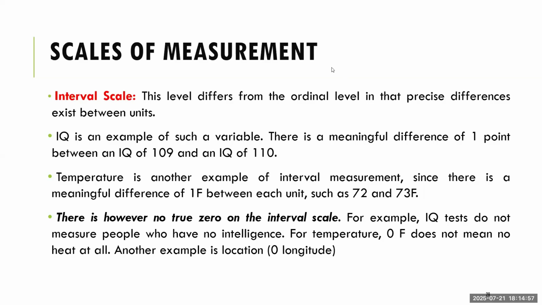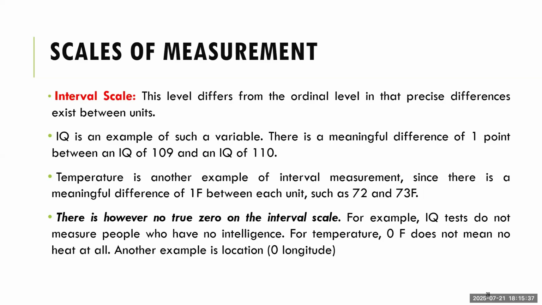So with that, we know that one number is higher than the other number by a certain amount, right? So precise differences exist between the units. The units now are the numbers, or whatever it is that is counted or measured. So we know that between an IQ of 109 and an IQ of 110, there's a meaningful difference of 1 IQ point. Same thing with temperature. We know that there's a difference of 1 degree Fahrenheit or 1 degree centigrade between 72 and 73 degrees Fahrenheit.